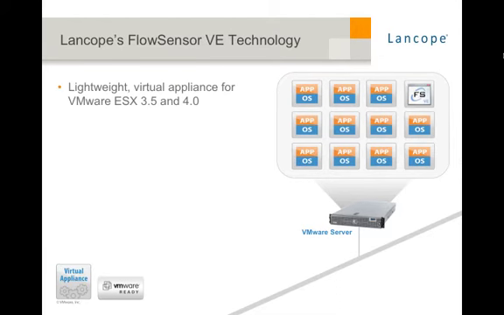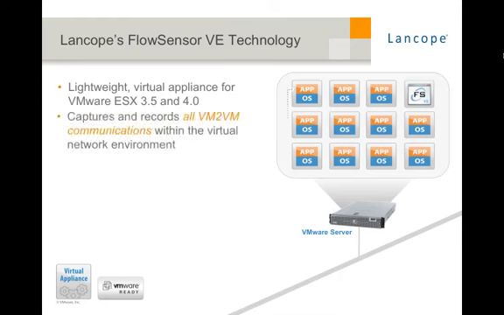The Flow Sensor VE is a VM-ready virtual appliance. This is a small 140 megabyte image that is installed or imported into your VMware ESX server host environment. The flow sensor connects to the internal vSwitches within the VMware ESX server, promiscuously capturing all communications that occur between the different VMs that are co-located inside the VMware ESX server.